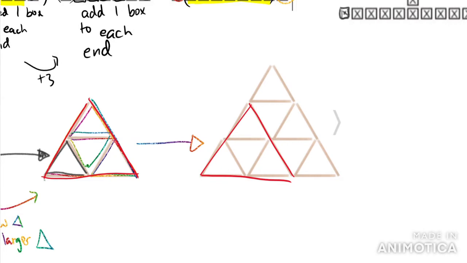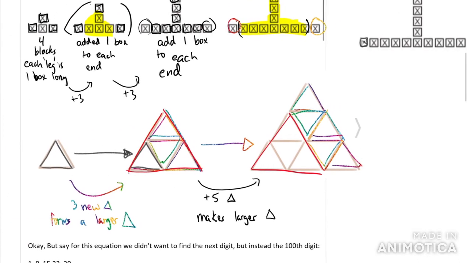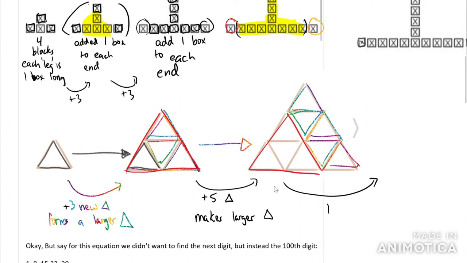Now I'm going to see how many new triangles I add. Well, I have 1, 2, 3, 4. And I'm just counting small triangles. I'm not counting legs. It's just how many triangles, either right side or upside down, I can make. But now I'm adding 5. So plus 5 triangles, and again, it makes a larger triangle. So I go up by 3, then I go up by 5. I can guess that I'm going to go up by 7, because that's the pattern that I see here.